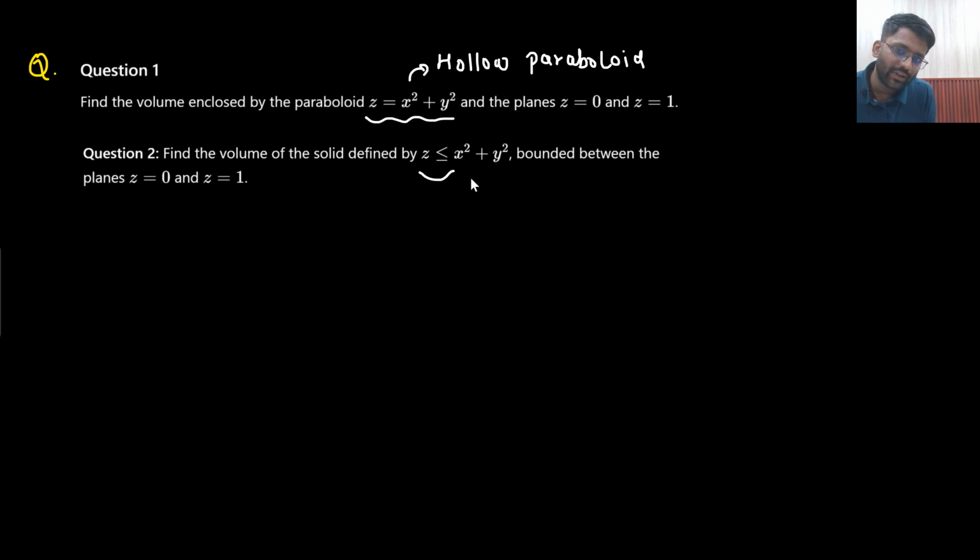But this will be a solid paraboloid, no? Okay, this x square plus y square should be less than or equal to z. This question should be changed, right? It should not be greater, it should be less than. Okay, x square plus y square less than or equal to z.